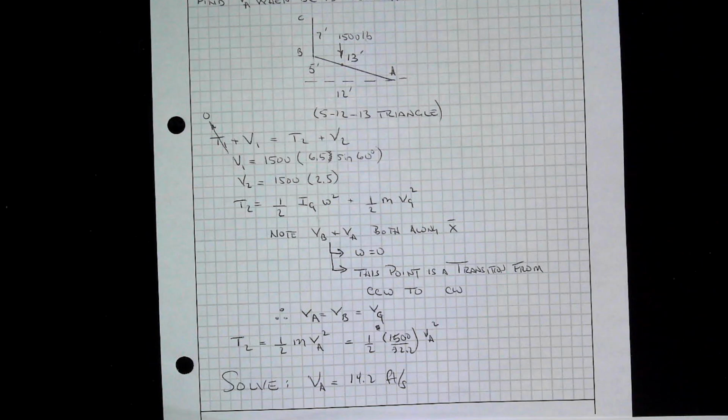So once we have that, relative to doing T2, it's simply 1/2 VA squared. I put VA in here simply because that's what I care about. Mathematically, it's VG, but they're the same. So I have the 1/2 mass, 1,500 over 32.2, times VA squared. We simply just need to go in here and solve. That's 14.2 feet per second. Problem done. All right. See you in a moment for another one.